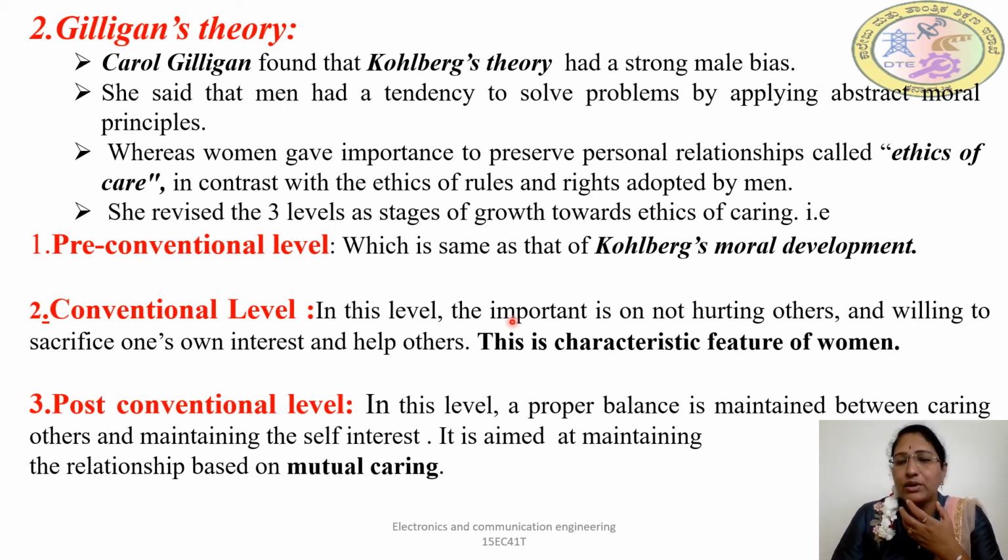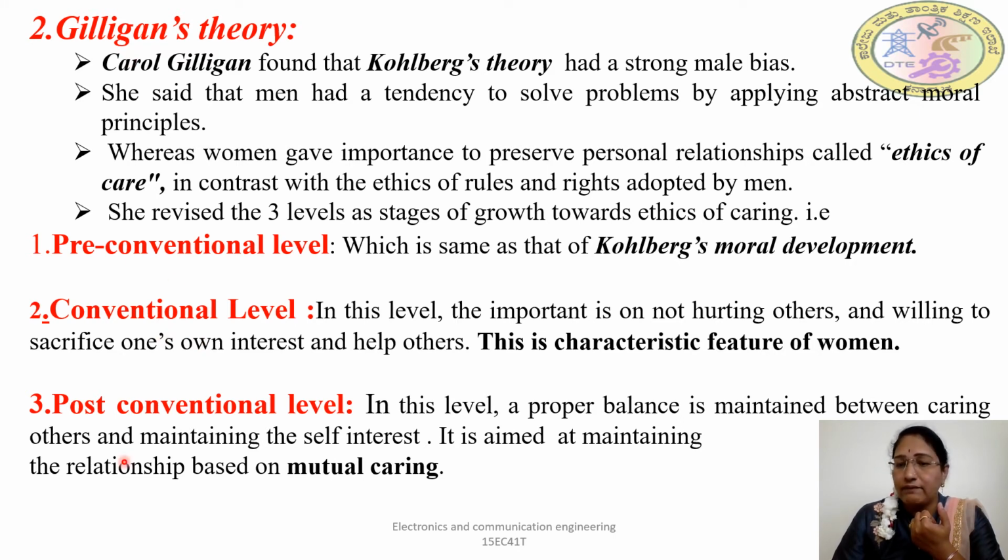So the greater importance here is given to not hurting others, and also sacrificing one's own interest for helping others. This thinking level of sacrificing for others comes at adult age. So this is the characteristic feature of a woman's behavior: by nature they will not hurt others, and they will be willing to sacrifice their own interest and help others. This level of thinking is known as the conventional level given by Gilligan.